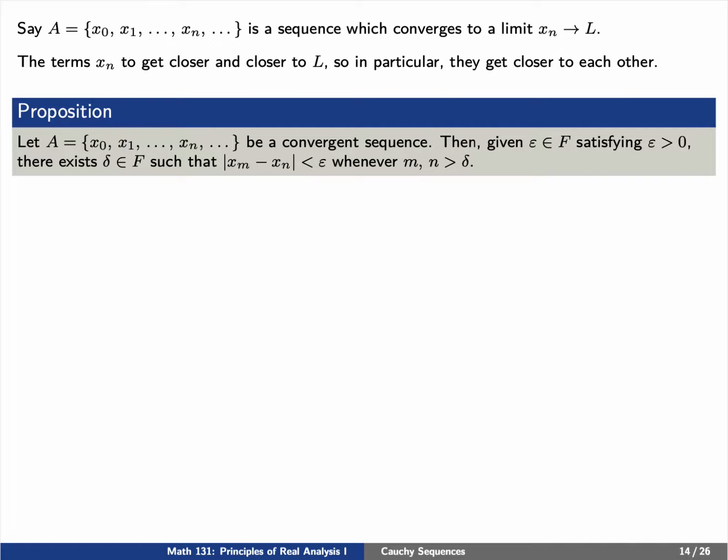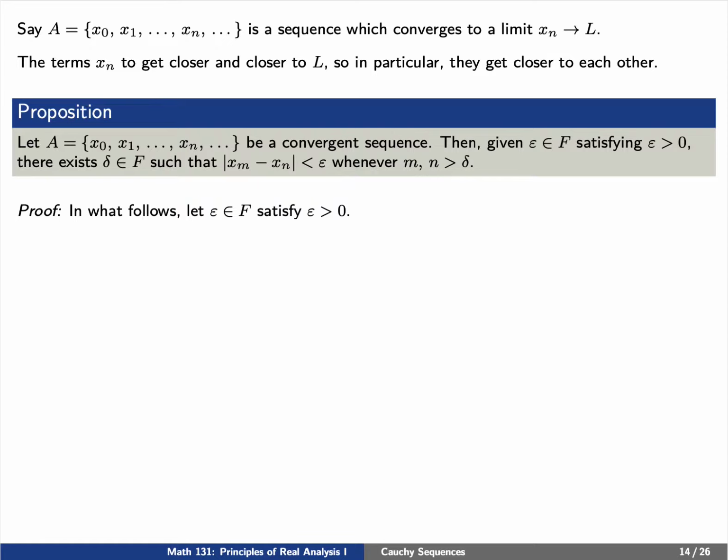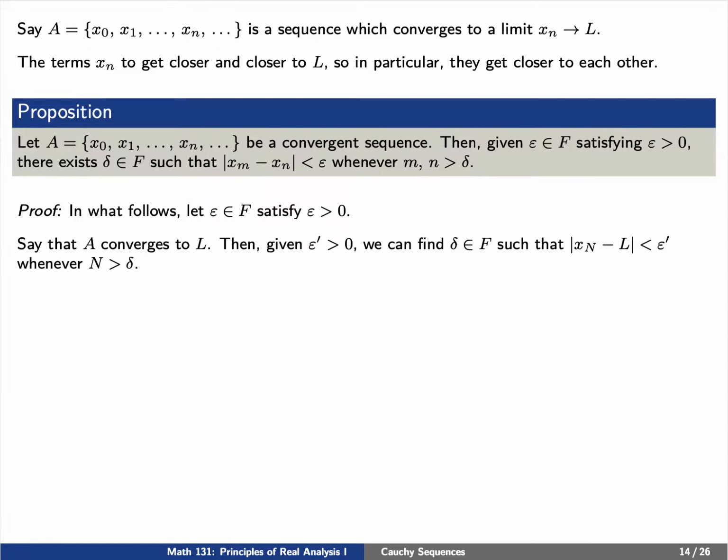Then given a positive epsilon, there exists a delta such that the absolute value of x_m minus x_n is less than epsilon whenever both m and n are greater than delta. Let's try to prove this. Let's say that A converges to a number L. Then this means, given epsilon prime, we can find a delta such that the distance between x_n and L is less than epsilon prime whenever n is greater than delta.